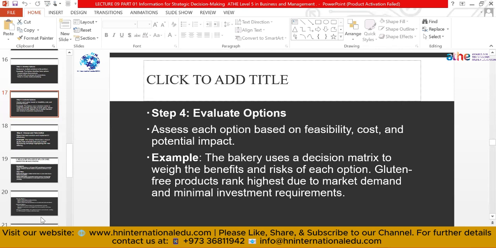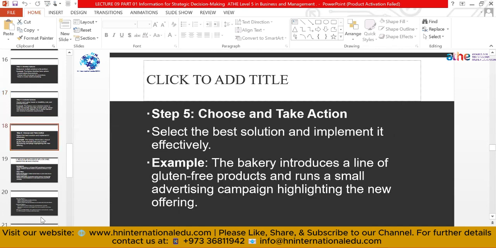For example, the bakery uses a decision matrix to weigh the benefits and the risk of each option, that is the priority-based method. Gluten-free products rank highest due to the market demand and minimal investment requirements. Definitely, they were able to know it through the consumer response, questionnaires, and surveys.